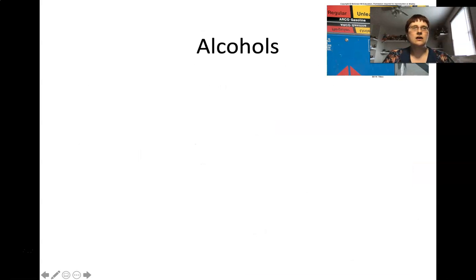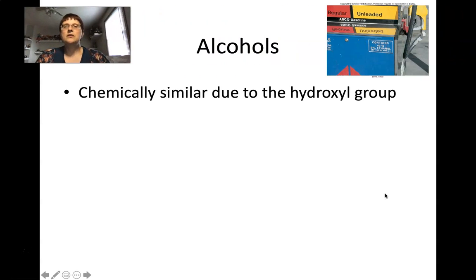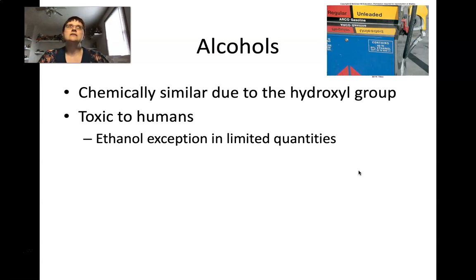So let's talk a little bit about alcohols. So they are going to be chemically similar because they have that hydroxyl group. So they're going to have chemical properties in common. They are going to be a little different from each other if they have those different base hydrocarbons, just because the more carbons you add, it slightly alters their properties. But one thing that they all have in common is that they are toxic to humans. So all of these alcohols are toxic to humans. In fact, if you read the label on something like methanol or isopropyl alcohol, you will see, do not consume, toxic. Ethanol is the one exception. Ethanol is not toxic to us in limited quantities.